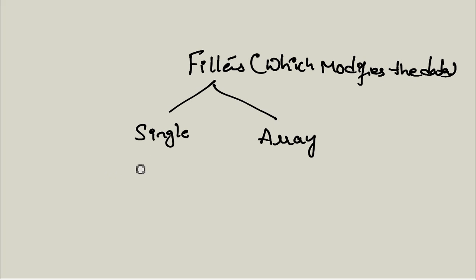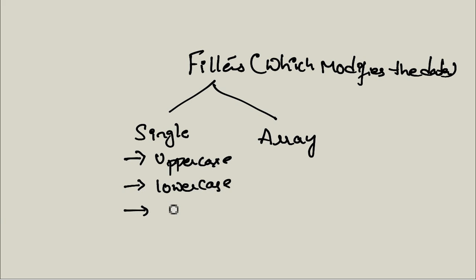A filter which is applied on a single object. This single object can be a string, number or date or something. AngularJS provides filters which can be applied on a single object: uppercase, lowercase, number, and currency.